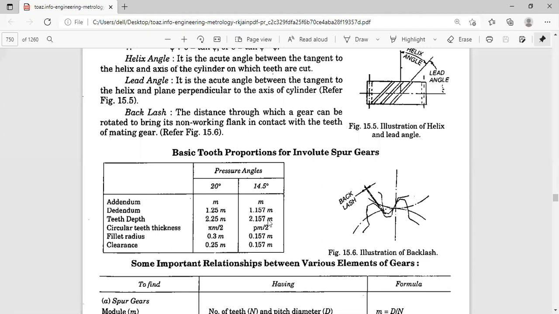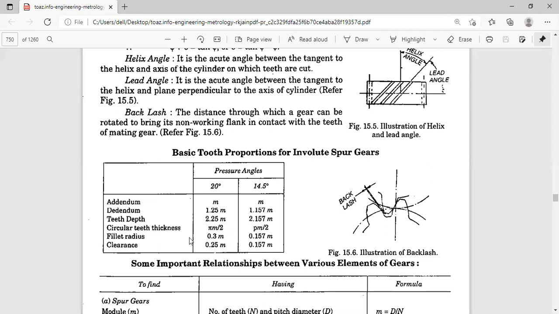2.25 M and this is 2.157 M. So just try to see what this is. Tooth depth in the case of 14.5 degrees pressure angle is addendum plus dedendum. Whenever you are taking the tooth depth into consideration, here also you can take addendum plus dedendum. You are getting up to 2.157.